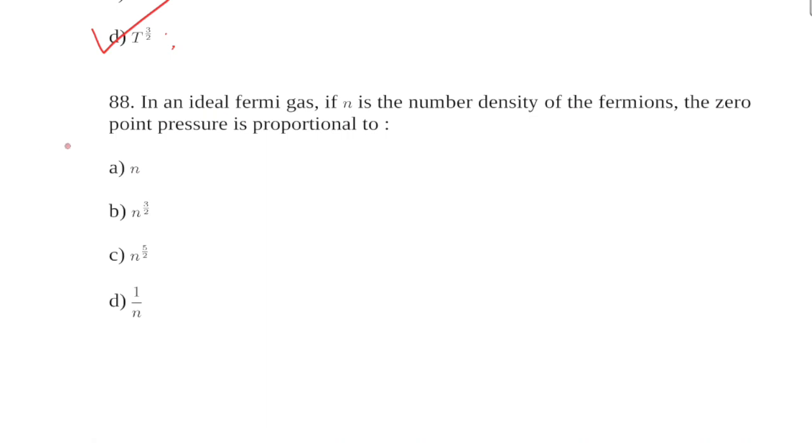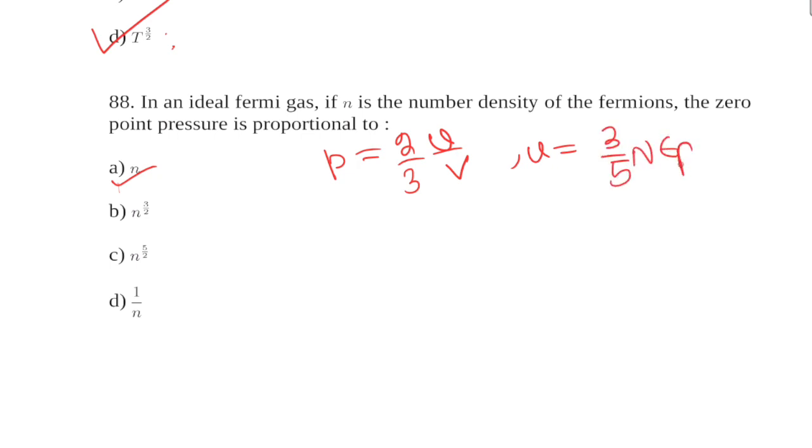Next, 88. In an ideal Fermi gas, if n is the number density of the fermions, the zero point pressure is proportional to. Okay, so this will be n. Here you should remember to achieve expression like pressure is given by 2 by 3 U by V and U is given by 3 by 5 n E_F. So from here you can find that this zero point pressure is proportional to small n. Okay.